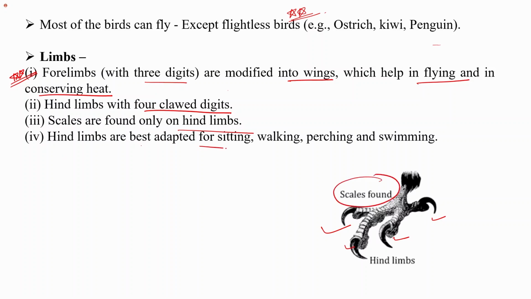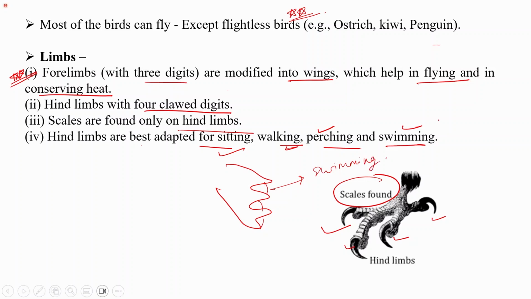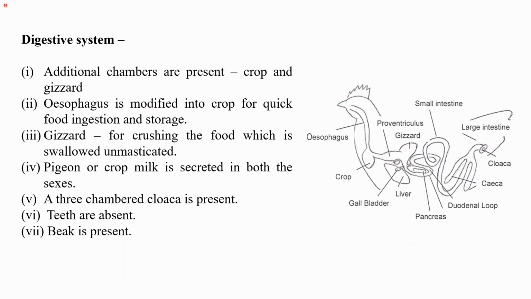Hind limbs are best adapted for sitting, walking, perching, and swimming. That is, if they want to stay on the tree, if they want to swim, walk, sit. Like for example, if you might have seen the ducks, in ducks they have webbed feet. That is, their feet are joined, so it helps them in swimming also.